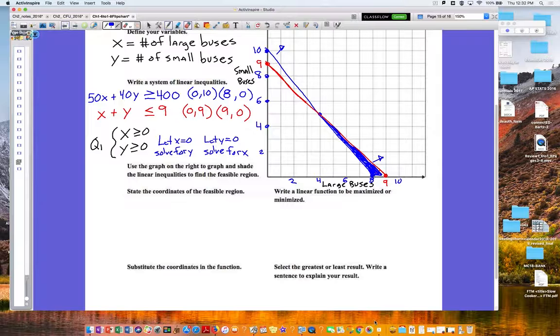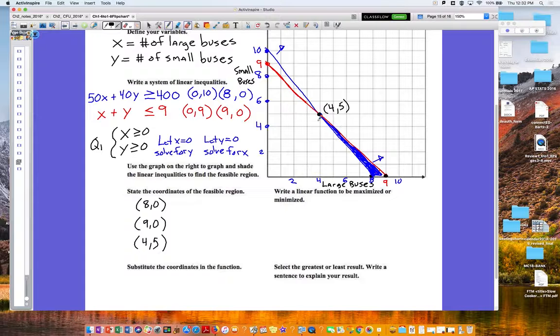So now that I have it, I want to state the coordinates of the feasible region. So I want to state the vertices. There's 3 points here. So my first one here is at 8, 0. My second one's at 9, 0. This one's really nice because it intersects at the point 4, 5. I'm going to note those down. 8, 0, 9, 0, and then 4, 5.